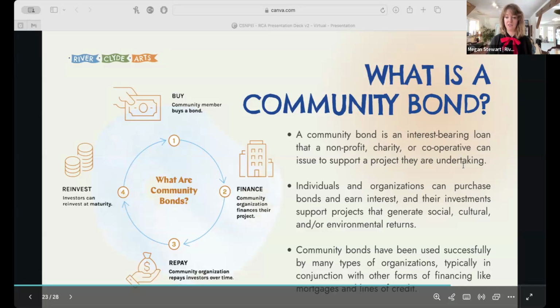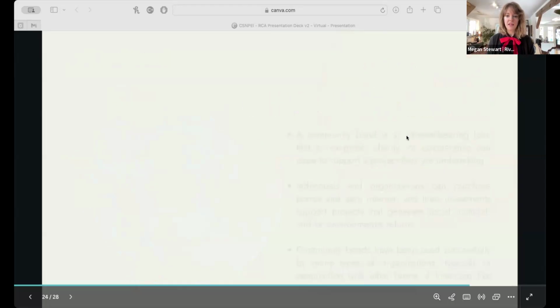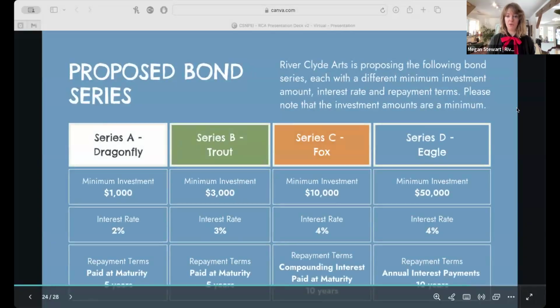And Tapestry have worked with organizations across the country to finance projects related to housing, green spaces, arts venues, green energy, and social programming. In total, as of this spring, their campaigns have raised over $110 million from nearly 4,000 investors. As we worked with Tapestry in the spring, we went through an extensive financial planning process to determine how we could use bonds and what kind of bonds we could offer. So this is our proposed bond series. It's still in draft, but you get the idea.